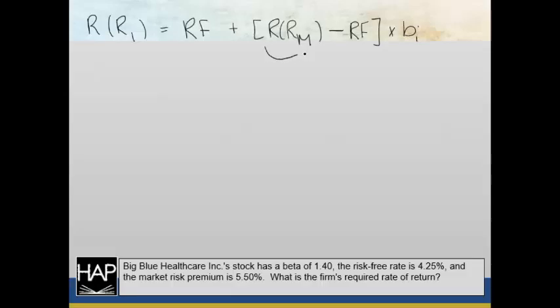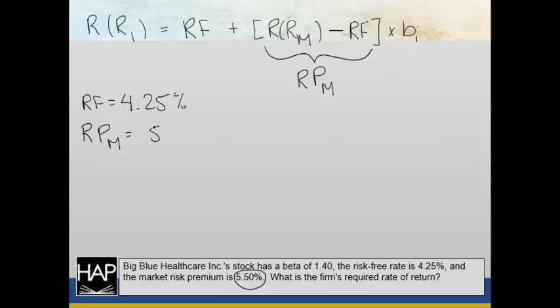The difference between the required rate of return on the market and the risk-free rate is also referred to as the market risk premium. In this case, we were told what the market risk premium is, so there's no need to find the required rate of return on the market and then subtract the risk-free rate. If we look at the information we are provided, the risk-free rate is equal to 4.25%. The market risk premium is equal to 5.5%, and beta in this case is set at 1.4.